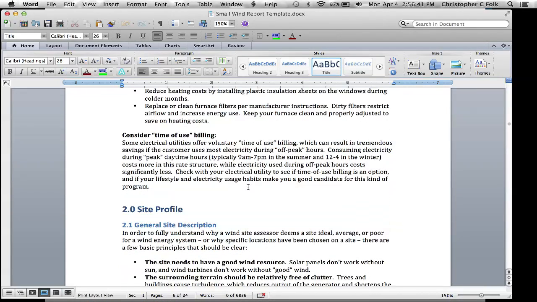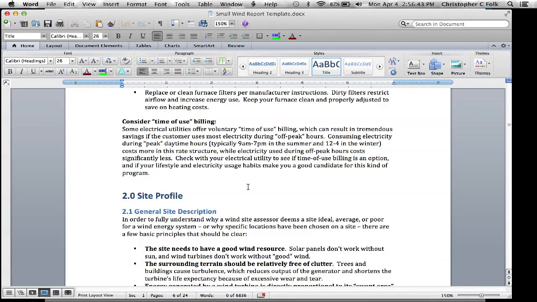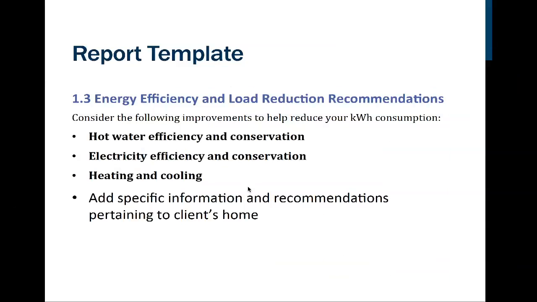And then, of course, we might want to think about time of use billing. Time of use billing we talked about before. It doesn't fit everybody, but it's worth discussing. If nobody's home all day long, and you come home and that's when you do your laundry and your dishes and your lights come on, maybe you could benefit by using a time of use metering system.